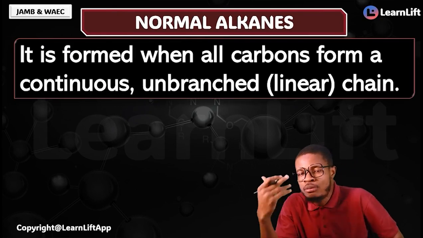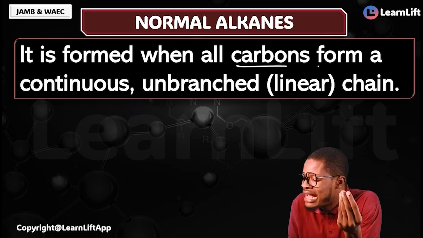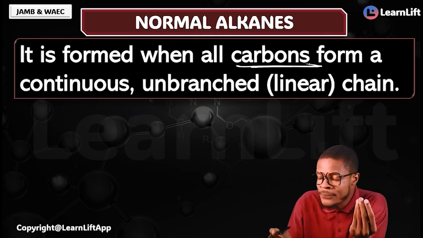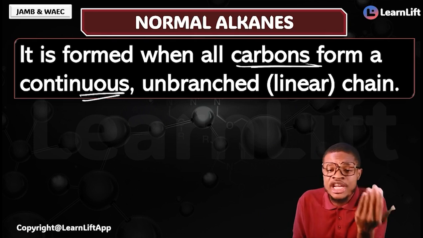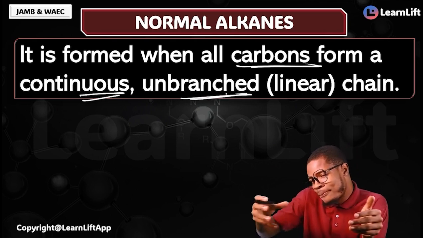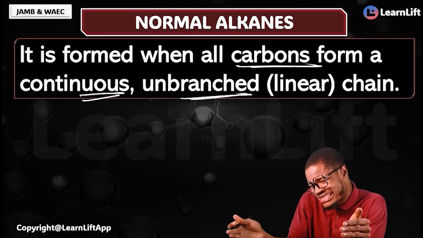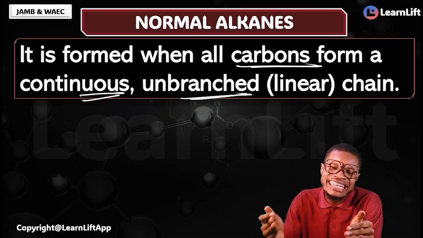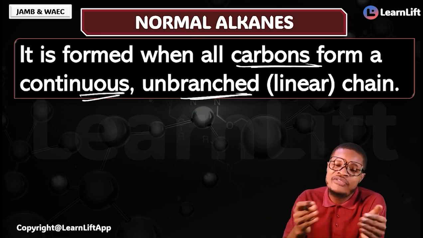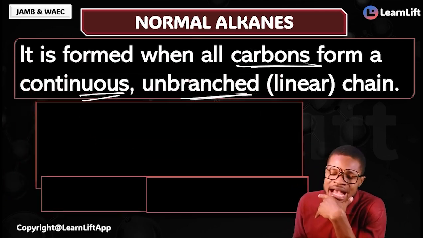First and foremost, you must note this, that it is formed when all the carbon atoms form either a continuous chain or an unbranched chain. Continuous and unbranched chains. Unbranched chains are the linear chains. This is what we refer to as your normal alkanes. I will show you. A good example is what we have here very fast.